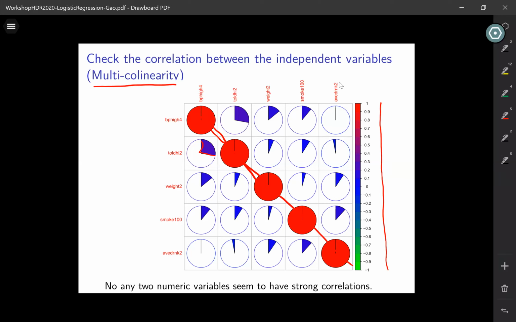Okay. Why do I mention this? Because I think this is a must step before you go ahead to conduct a logistic regression, because many people just conduct a logistic regression anyway, right? But I would highly recommend that you check the multi-collinearity issue first.